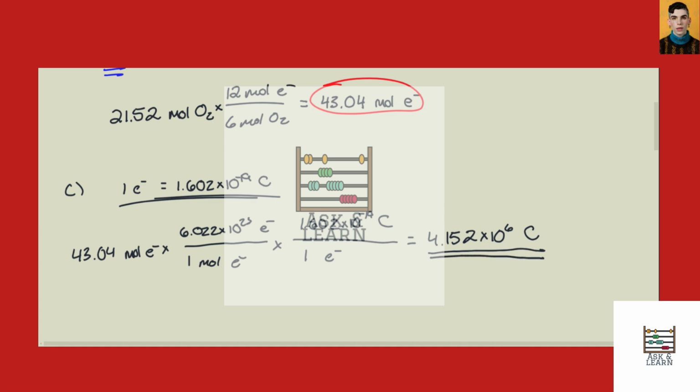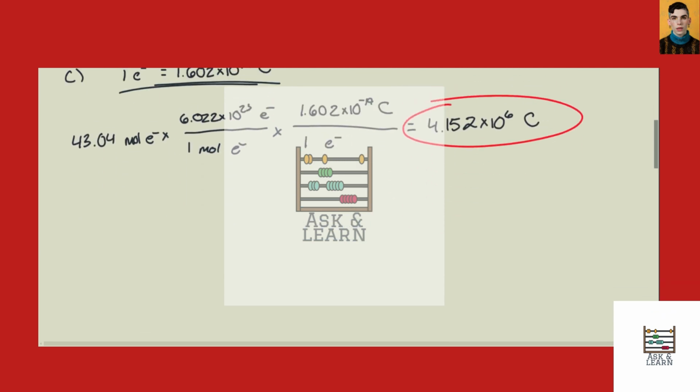So this is our coulombic charge. Now to find current, well, we know that this is the amount flowing in 1 second. Sorry, this is an entire day, right? This is the combustion of glucose for the entire day. So we now need to calculate 4.152 times 10 to the 6 coulombs per 1 day. And then we just start using dimensional analysis to convert a day down.